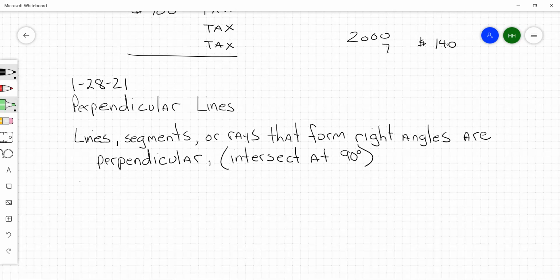The symbol. It's an upside down T. Is read "is perpendicular to."